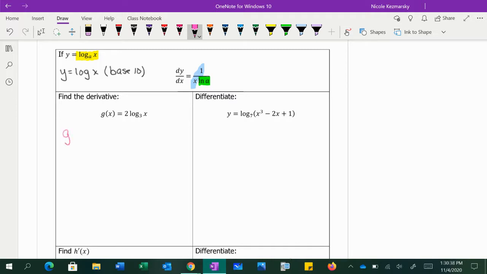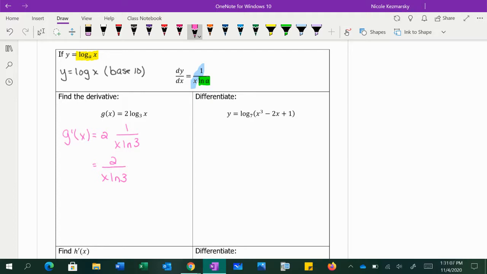So we can say g prime of x. The 2 is going to come along for the ride, as most of these little coefficients are going to do. And then we're going to apply the rule. And the rule says 1 over x natural log of the base. And we can clean this up a little bit if we want to. We can put the 2 in the top and say 2 over x natural log of 3.